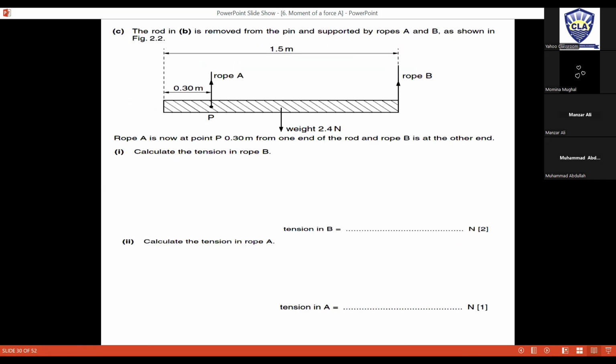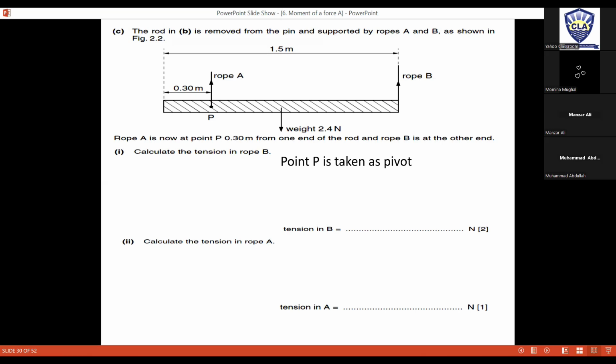Now they are hanging the object by two ropes, rope A and rope B. The weight of the rod is 2.4, and rope A is at 0.3 meters from the left, and the total length of the rod is 1.5. We have to find the tension in rope B. Again, here we have a choice. You can take any point as pivot. For example, I take point P as pivot. The advantage will be that rope A will have no moment. So I take pivot at P.